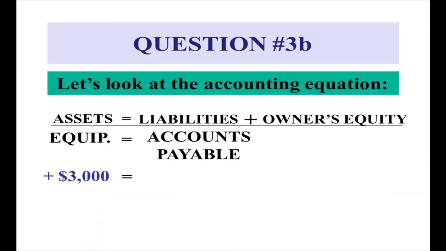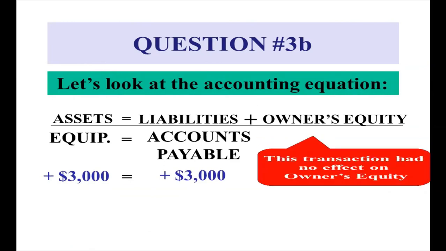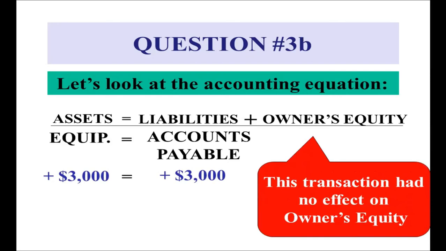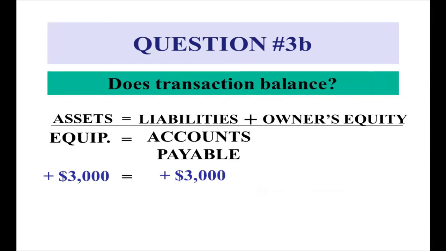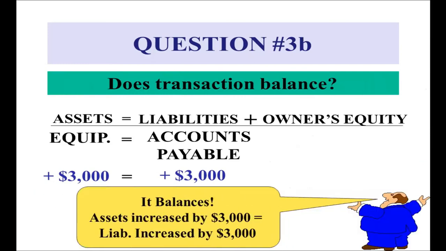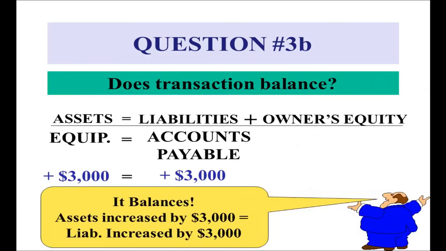Let's see our assets. We have an additional 3,000 for our equipment since we bought it. But our liabilities also increase by 3,000 since we haven't paid, and we are going to pay that in the future. So this transaction had no effect on owner's equity. Does the transaction still balance? Yes, of course, it still balances. Our assets increased by 3,000 and our liabilities also increased by 3,000.